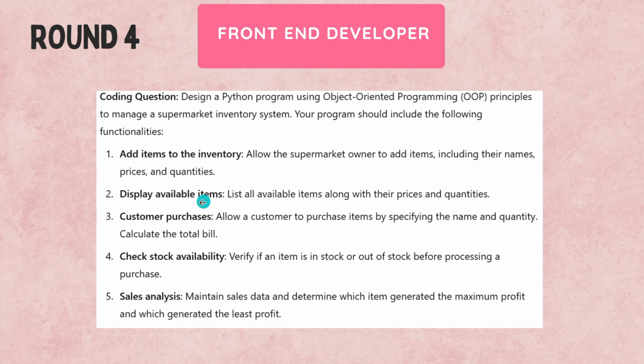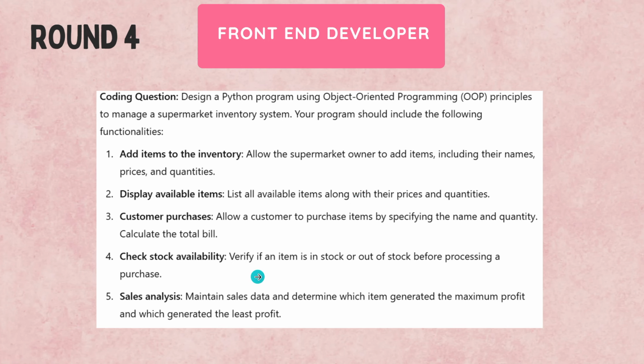Then the second one is displaying the available items. List all the available items along with their prices and quantities. Now the third one is customer purchases. Allow a customer to purchase items by specifying the name and quantity, and calculate the total bill. This is the third function. These are the functions you should implement, and these are the things that should be included.